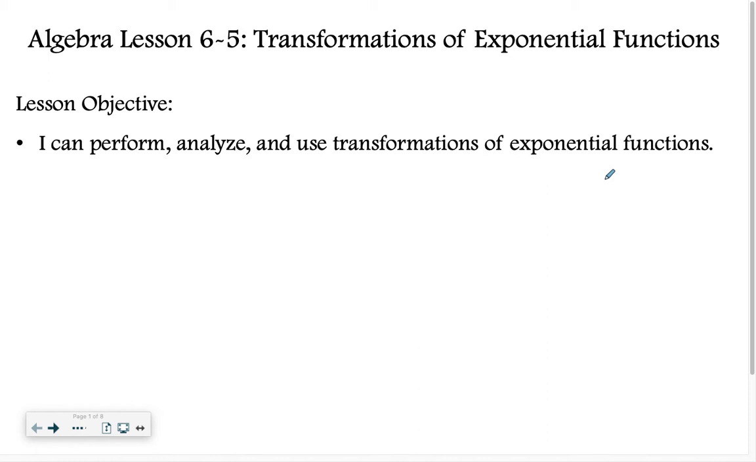Before I jump into the first example, I just want to connect this to past chapters that we've worked with. Back in Chapter 5 and also in Chapter 3, we looked at those types of transformations. Back in Chapter 5, we talked about how if there was a number in with the x, it would shift the graph left and right, and if we had a number at the end, it would move the graph up and down.